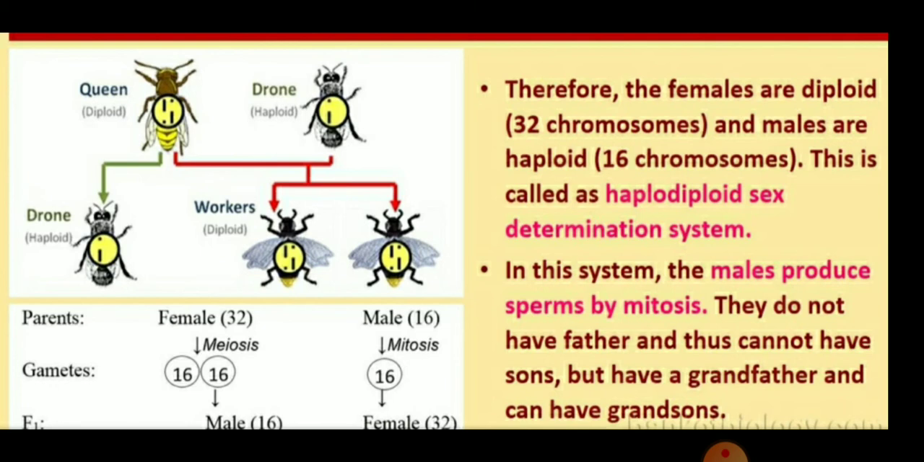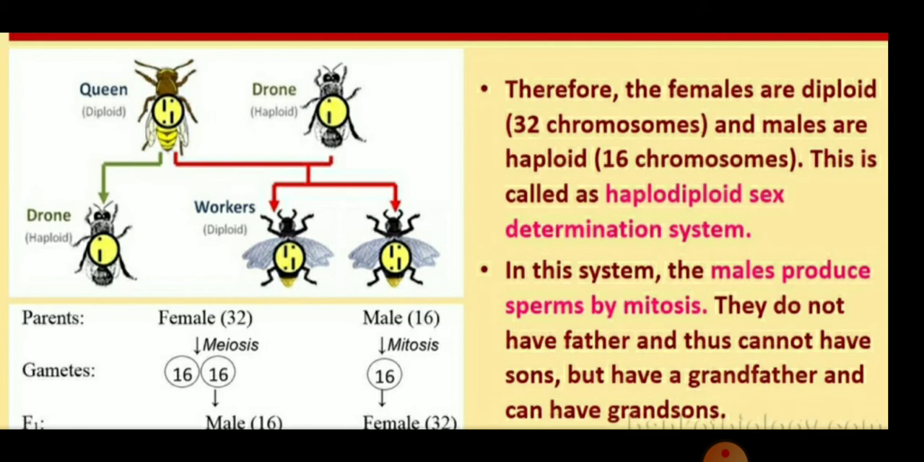As we have discussed, children, in plants parthenogenesis is also present. Therefore the females are diploid and the males are haploid. This is called the haplodiploid sex determination system. In this system the male produces sperms by the mitosis process. They do not have a father and thus cannot have sons, but have a grandfather and can have grandsons.